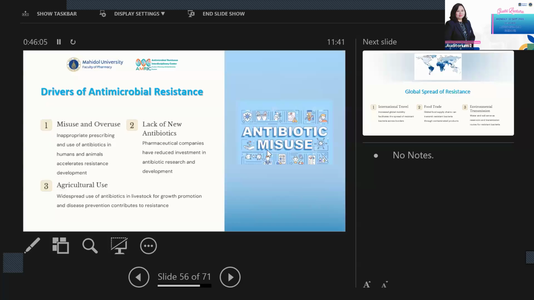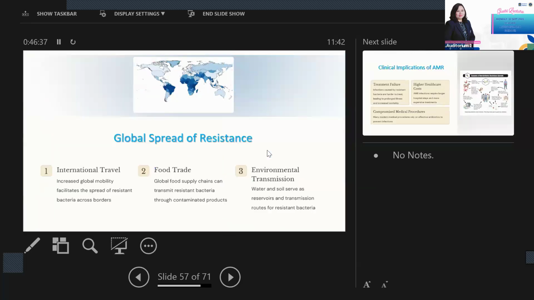I combined some choices together. Okay, misuse and overuse of antibiotics, lack of new antibiotics, and agricultural use are the main factors that drive the AMR problem in our society. I cannot say which one is the most important factor. I think they need to combine together to become the problem. And you might think that if the problem occurs in a hospital or in a pharmacy shop, we can just easily take care of that. But it's not like that.